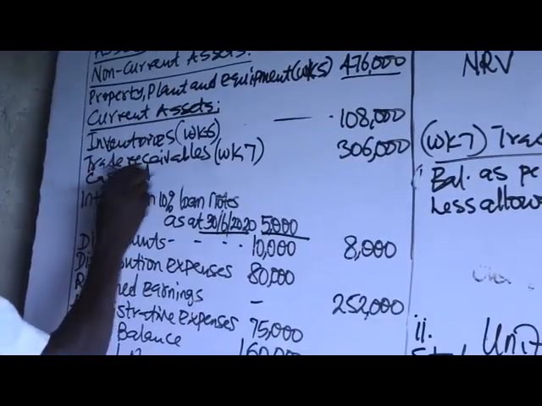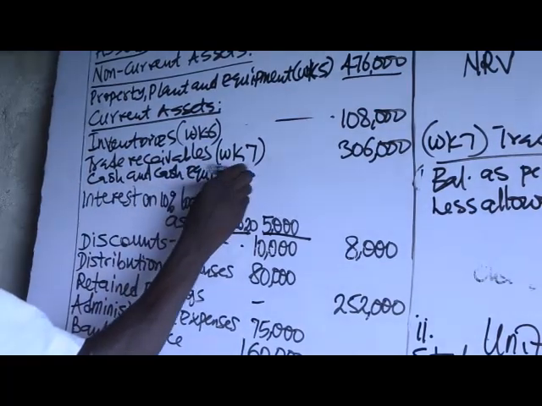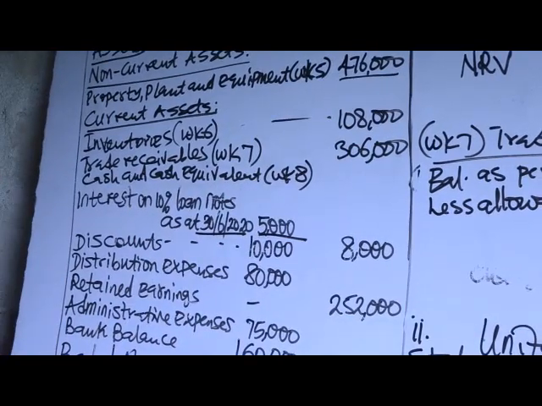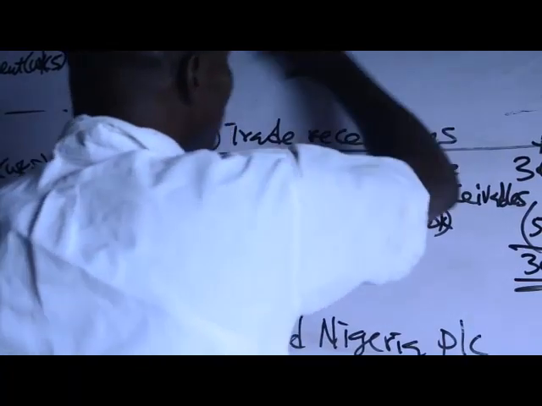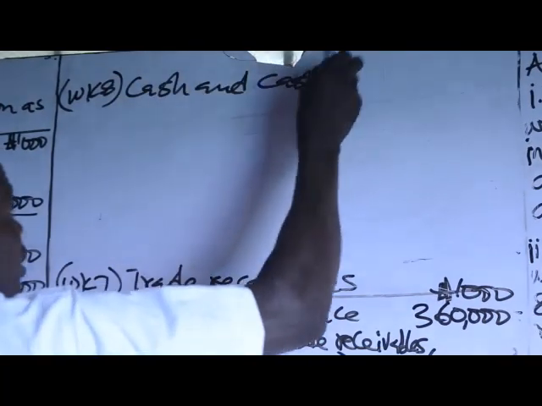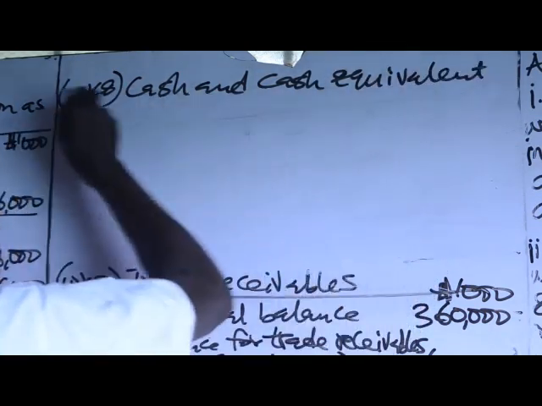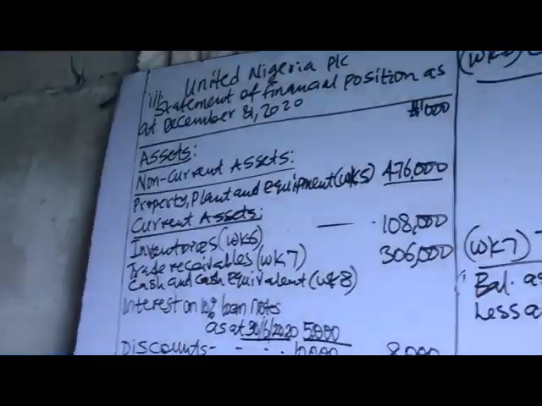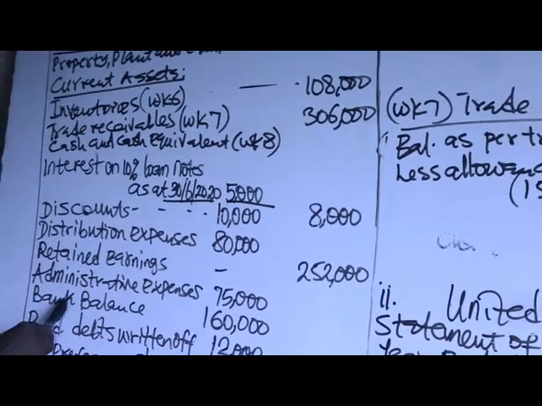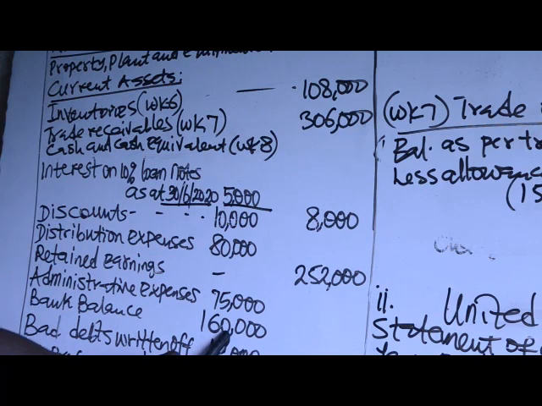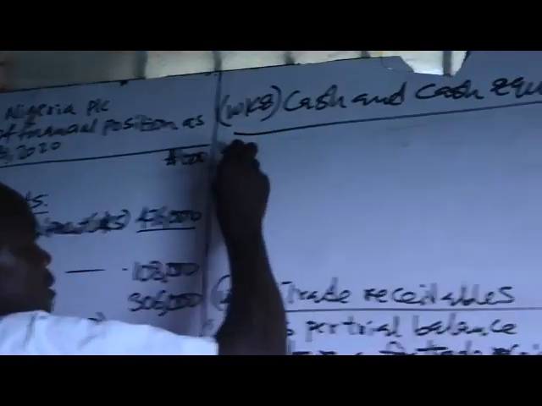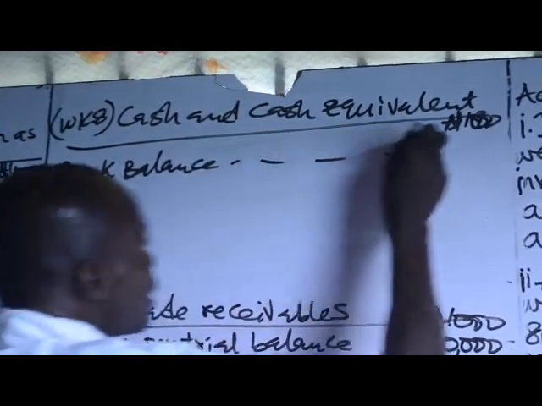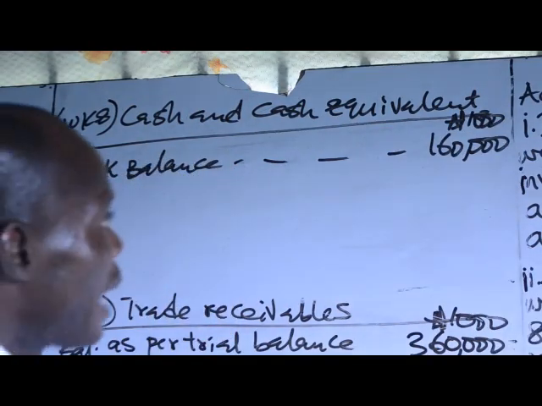Cash and cash equivalent. Let's have that to be working 8. We have cash and cash equivalent. Then back to the trial balance. We have a bank balance of 160,000. Now, back to the note.